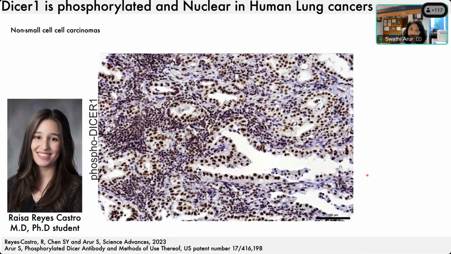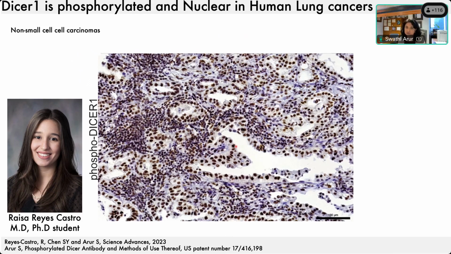And we use non-small cell lung cancer for these studies because non-small cell lung cancers are largely dependent on activation of KRAS oncogene. And that was the pathway we were looking at this time. And in dark brown, what you see here is phosphorylated dicer, and very much like in C. elegans, this is nuclear. And so what Raisa found was when she did the staining with phospho-dicer in these non-small cell lung cancers, there was strong expression of phosphorylated dicer.